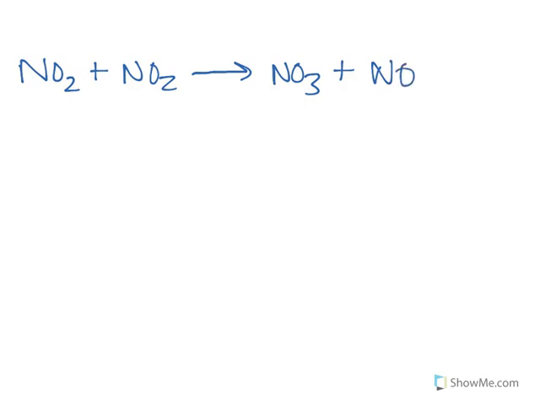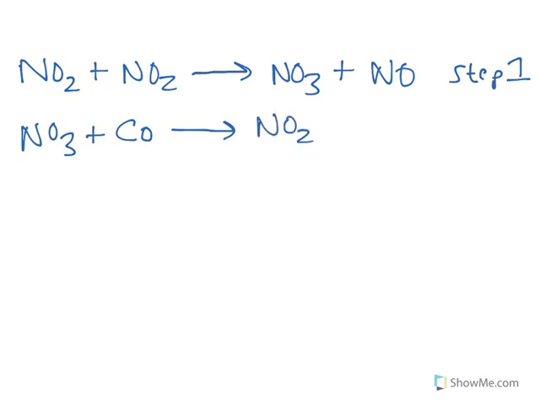But let's look at those actual 2 steps. In the first step, the NO2 combines with another NO2 particle, and they combine to make NO3 and NO. So this is what we call step 1. In step 2, the NO3 produced from step 1 will react with carbon monoxide, and then it'll produce NO2 and CO2.